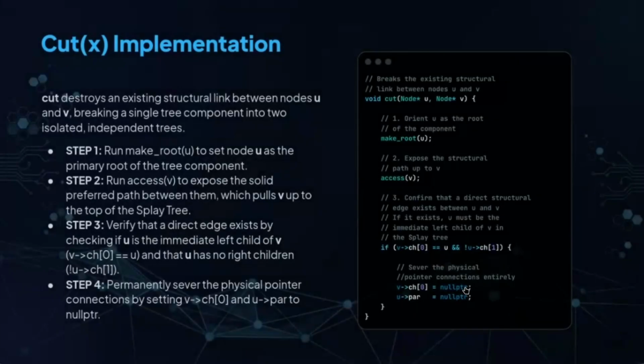To finish our look at operations, the cut code destroys an existing link. We run make root of U in step 1 and execute access of V in step 2. This pulls V up to the top of the splay tree. Step 3 is critical. We verify that a direct edge exists. We do this by checking if U is the immediate left child of V and that U has no right children. If it is a valid edge, step 4 permanently severs the physical pointers by setting V's left child and the parent of U to a null pointer.